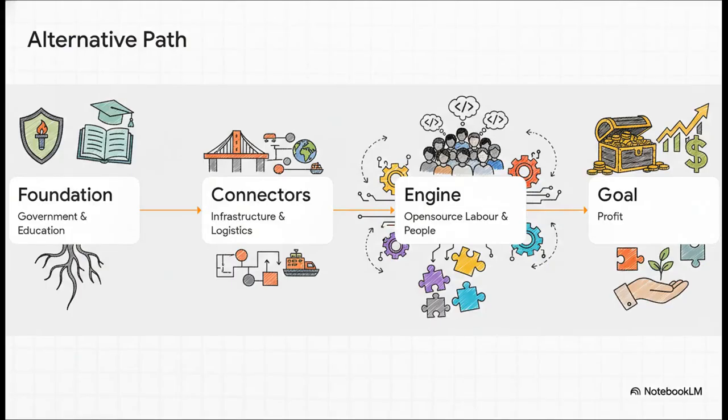So let's trace this new flow, shall we? The foundation here isn't technology, it's government and education. Now from there, you still need the connectors, right? Infrastructure and logistics, but here's where we see the radical shift. The engine isn't formal businesses. It's open source labor and people. It is a much more direct, ground-up way to generate profit.